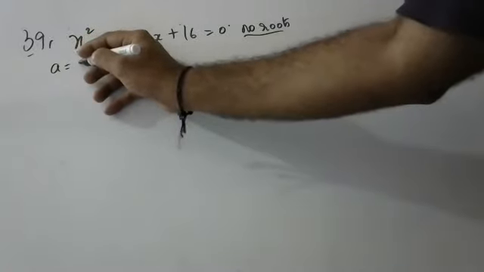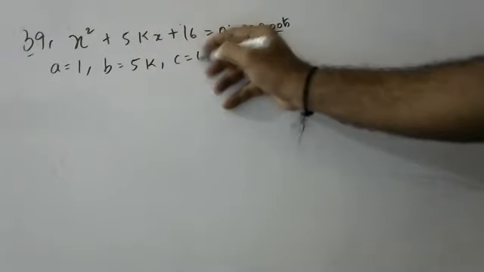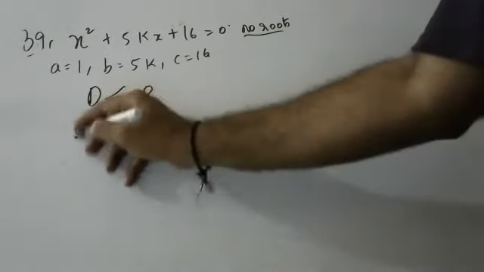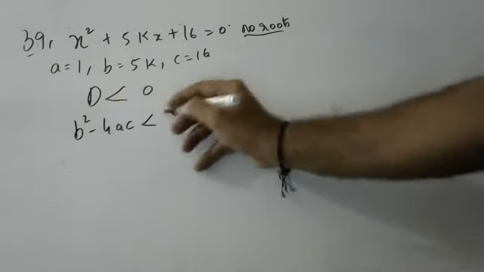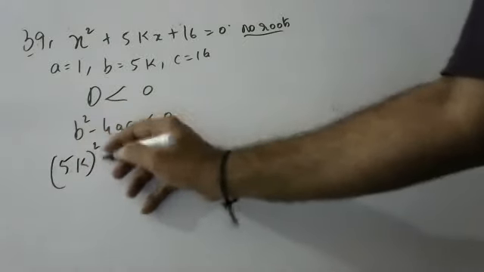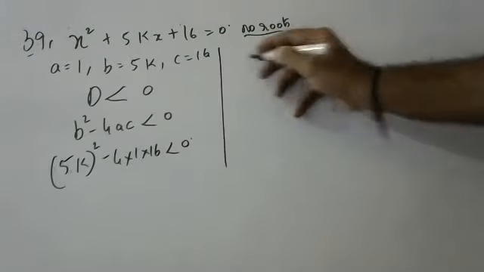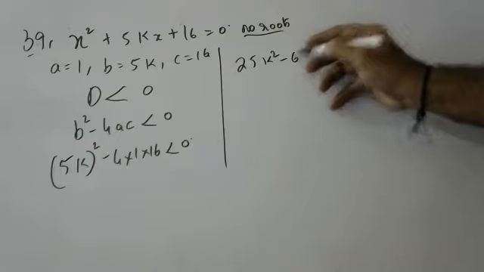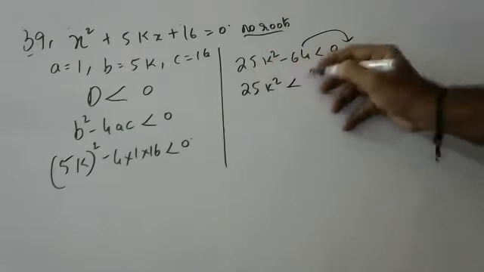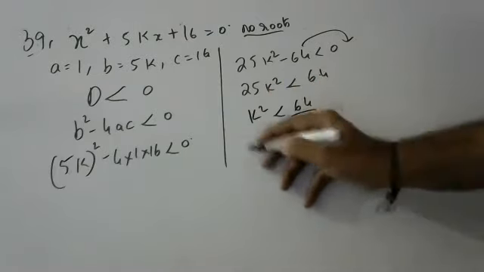A is equal to 1, B is equal to 5k, C is equal to 16. What is the condition for no roots, children? D is less than 0, which means B square minus 4AC is less than 0. 5k square minus 4 into 1 into 16 is less than 0. 25k square minus 64 is less than 0. 25k square is less than 64. k square is less than 64 by 25.